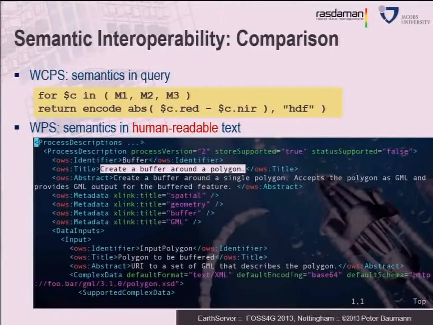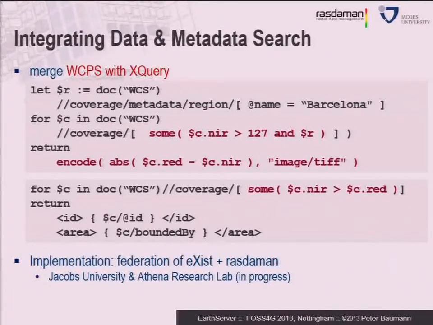Okay, a brief example of the semantics that you can get with the query. Once you learn how the query language is laid out and how it works, you have the semantics of what you want to get from the processing of the data set directly encoded into the query instead of having it in an extended human readable form like in WPS. So it's a compact way also of representing your function.